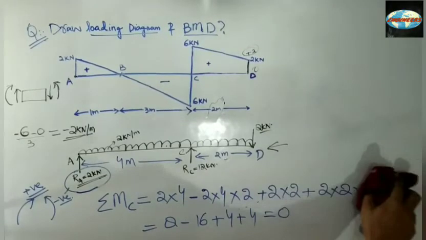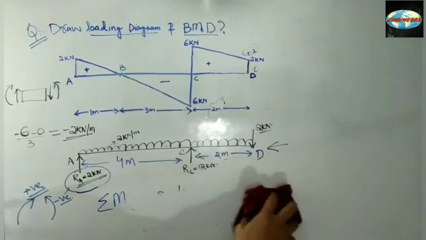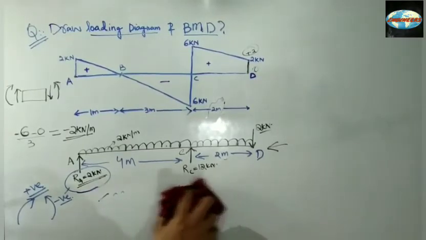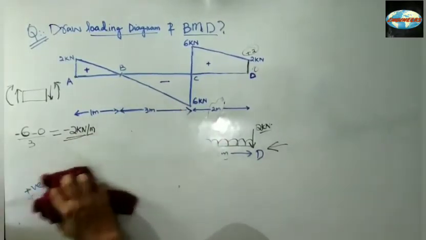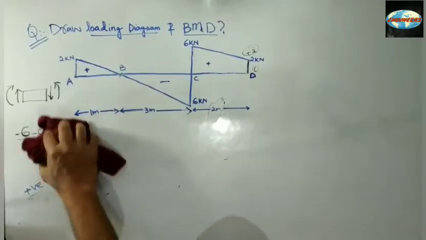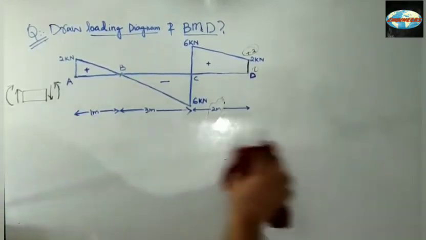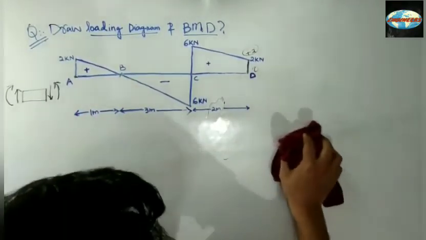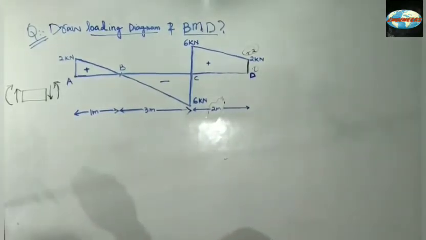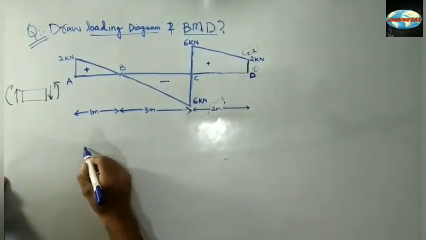Now let me rub this first, and let me rub this loading diagram as well. So we'll make it in a compact form over here, so we can draw the bending moment diagram easily. Let me draw the loading diagram over here first. Let's draw it over here.